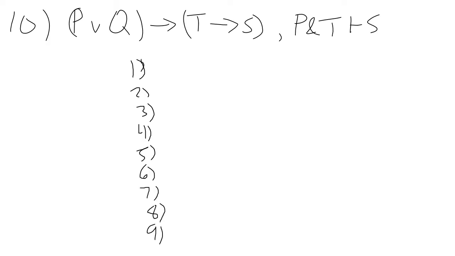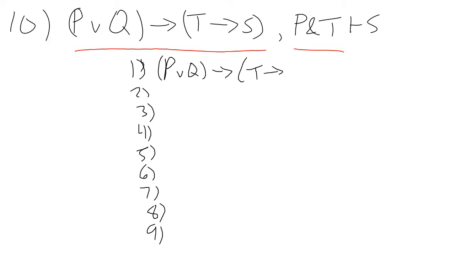How many premises do I have? I have 2. So P or Q, arrow T or T arrow S. It's an assumption. I got P and T, also an assumption. Mark it with 2. Now let's look at our conclusion. It's just the letter S by itself, and I can only find it here.